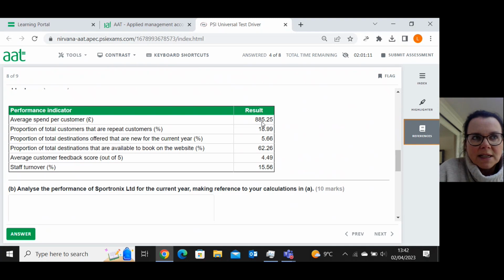You could say, obviously, this is bad news for the business. What's the possible reason? I'm just reading from the AAT suggested answer here. It's very good. Likely to be due to price pressure from the competitor. Could be that some of the newer destinations are cheaper.